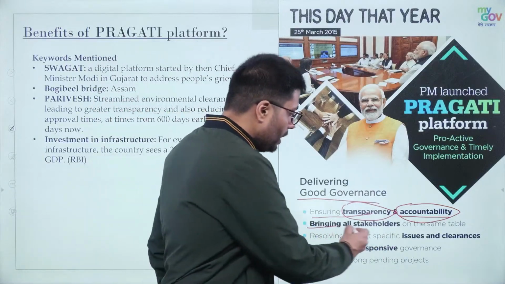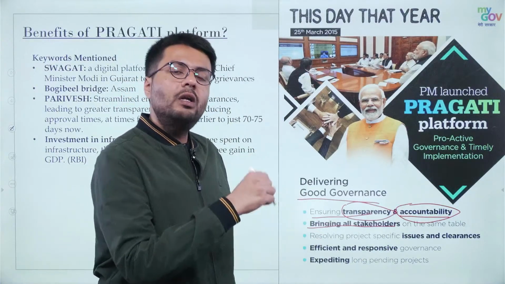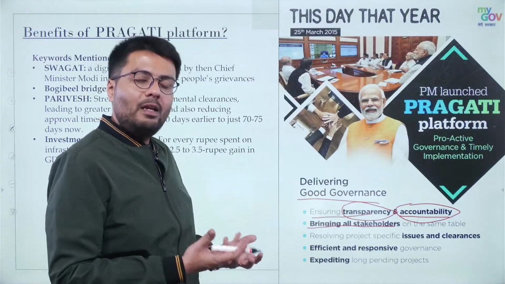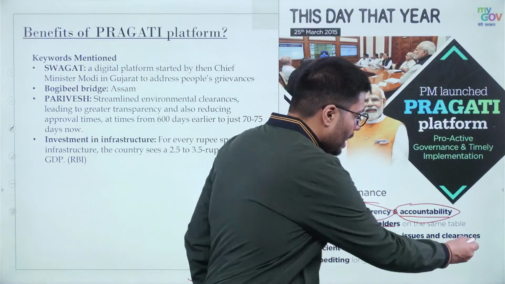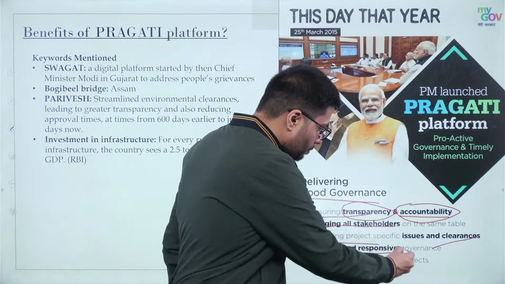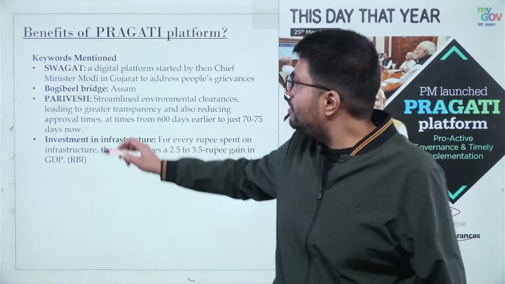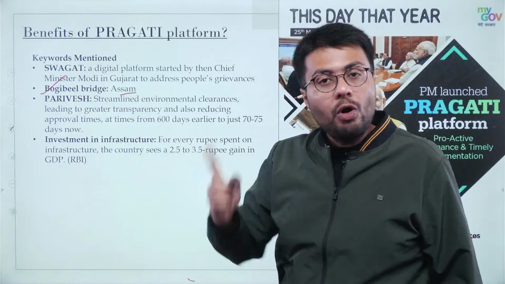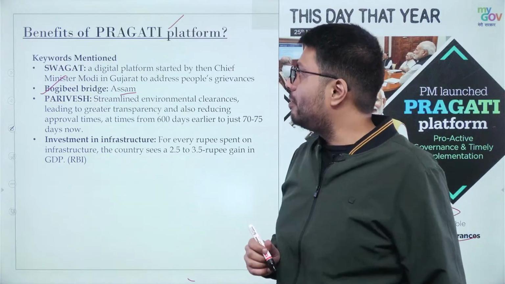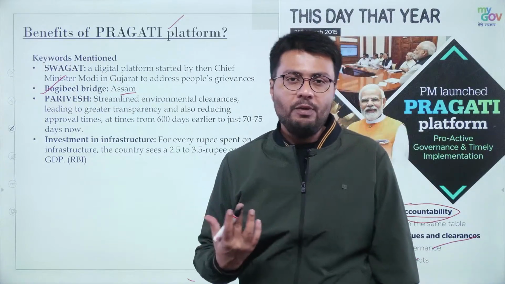Further, it aims to bring all stakeholders, be it the PMO, the union government and its respective ministries, or the chief secretaries of the state governments, on one platform. And the aim is not to highlight their shortcomings, but rather to resolve the issues and issue clearances to the held up projects. Also, this leads to efficient and responsive governance, and it expedites long pending projects. For example, there was the Bogibeel bridge in Assam which was pending for long, and it was constructed after the intervention made by the PM using the Pragati platform. Now there are many keywords mentioned in the article which can be asked by UPSC in one form or the other.